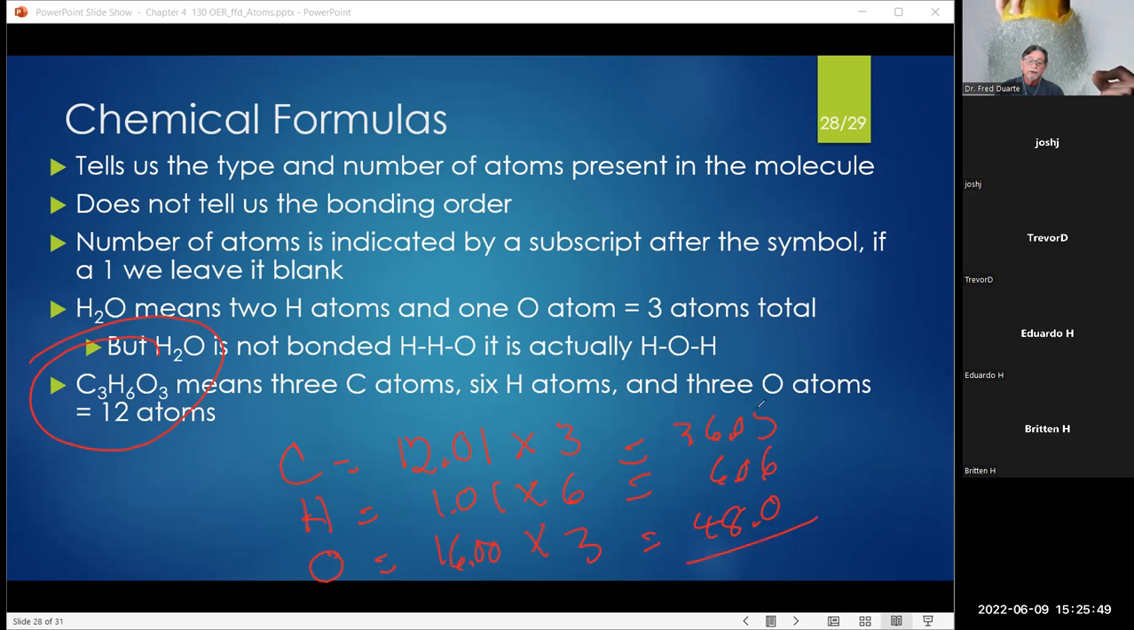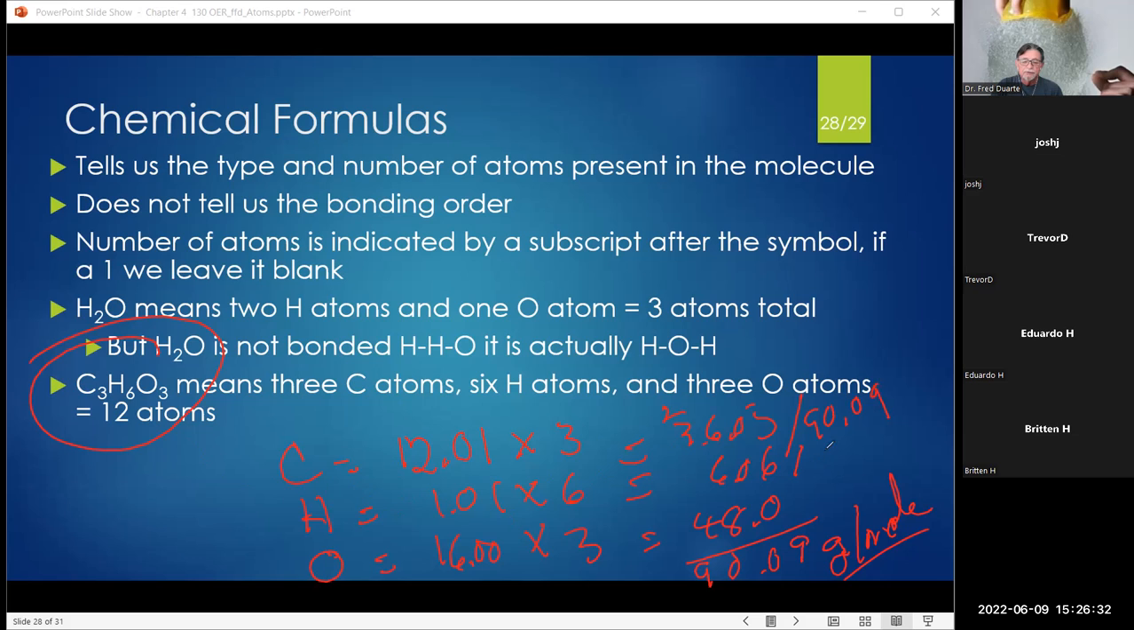So adding those up, we get 90.09 units, grams per mole. Don't worry about the units; we're going to learn a lot about those units. But now we have the whole atomic weight for that molecule. And furthermore, I can take the contribution of each atom. So I take 36.03 and divide by 90.09.